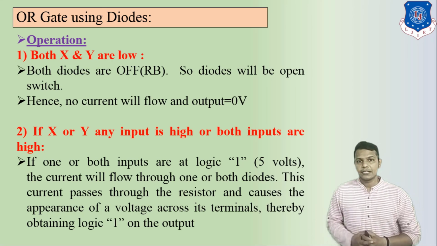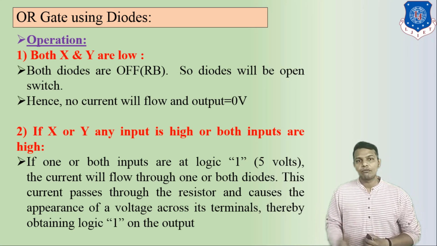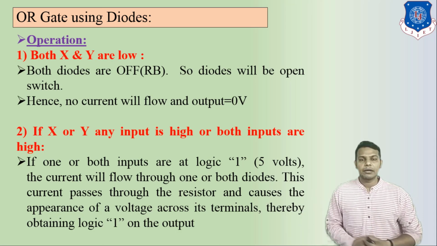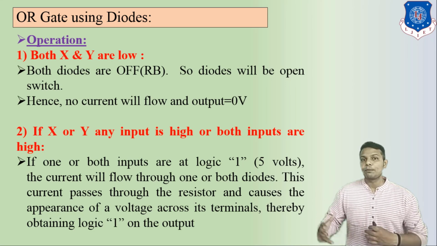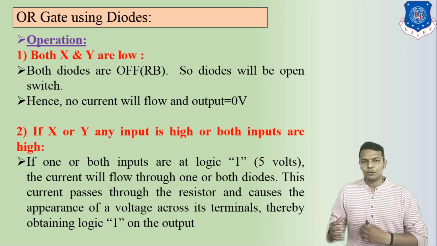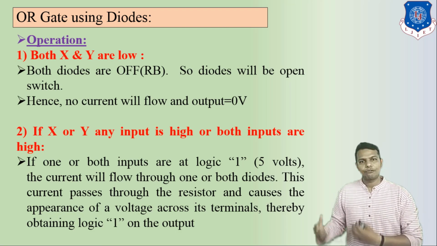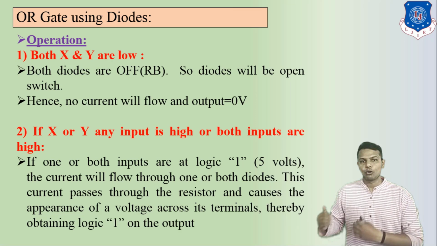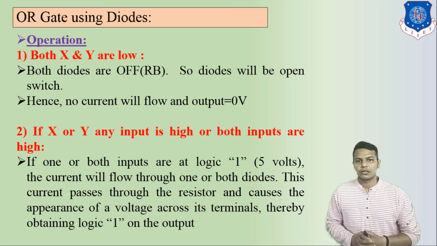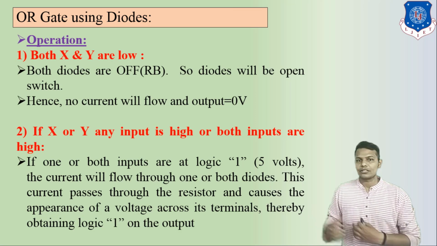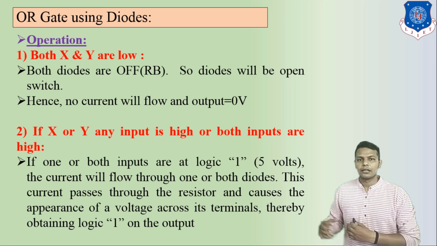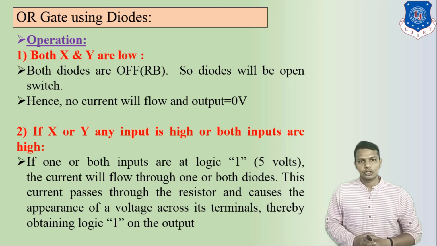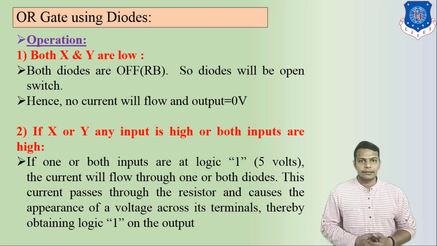Now the other possibilities, that means 0 1, 1 0 and 1 1, we consider in case number 2. That means any one input is high or both inputs are high. That means inputs are at logic 1, we can say 5 volts in analog terms. So current will flow through one or both diodes. That means current passes through the resistor and causes the appearance of voltage across its terminals. Thereby we will get logic 1 on the output side. So these are the 3 possibilities for case number 2.